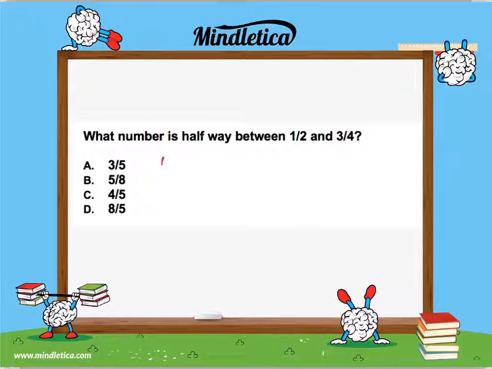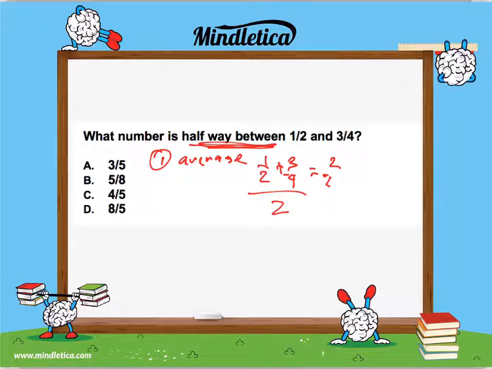So the first way we can solve this is halfway between any 2 numbers is always going to be their average. So this is actually important, right? If I want to know halfway between any 2 things, I take their average. So I would average 1/2 plus 3/4 and divide that by 2, right? This is going to give me 2/4 plus 3/4 over 2, which is going to give me 3 plus 2 is 5/4 divided by 2, which is going to be equivalent to 5/8, right? So answer choice B, right?